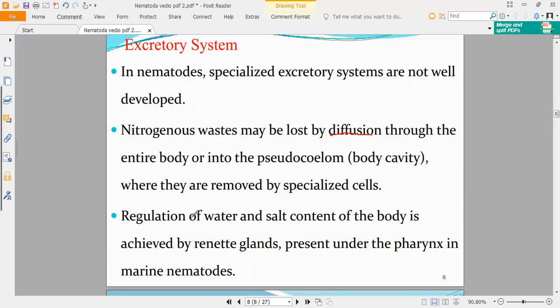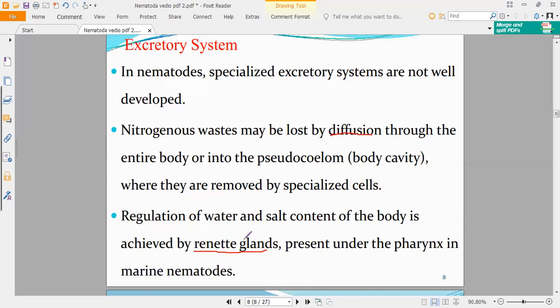The other thing is the regulation of water and salt, which takes place by Renette glands. You can see this is the Renette gland. These Renette glands are present under the pharynx in marine nematodes. So the regulation of the water and salt content of the body is achieved by Renette glands.